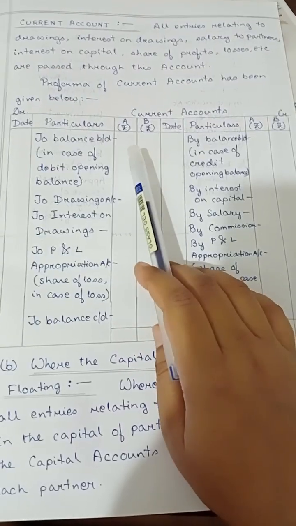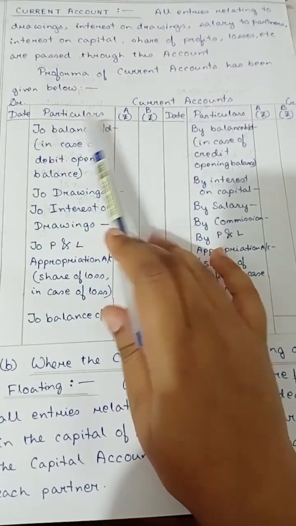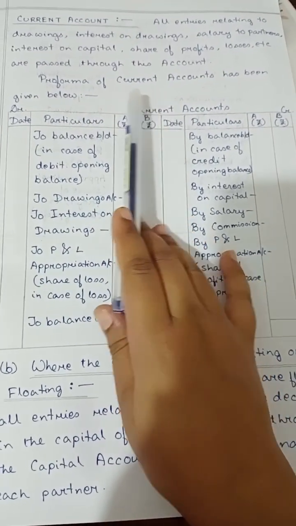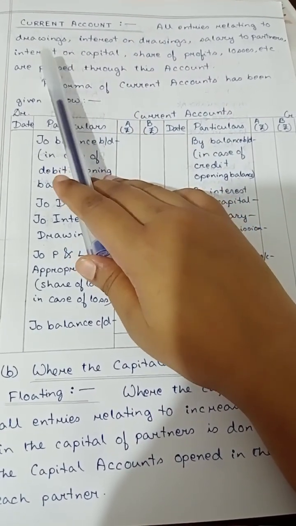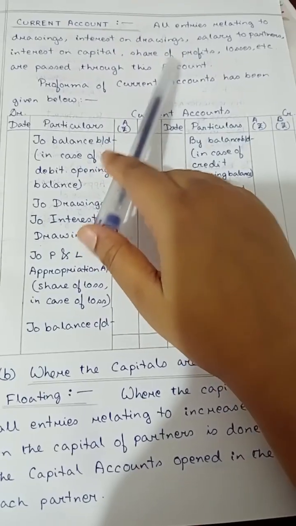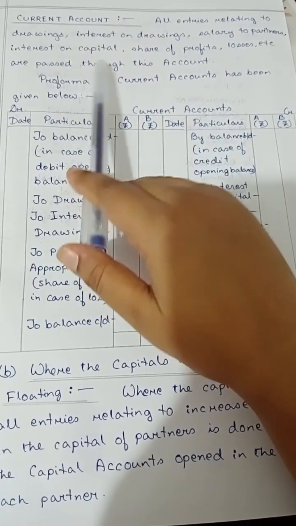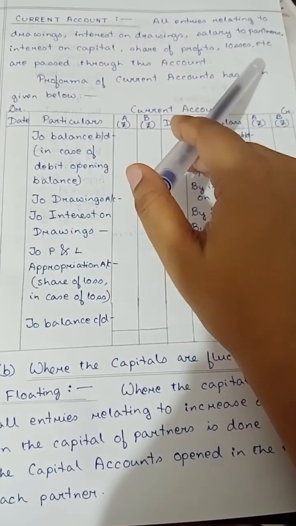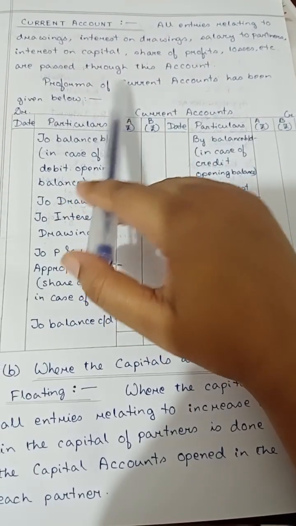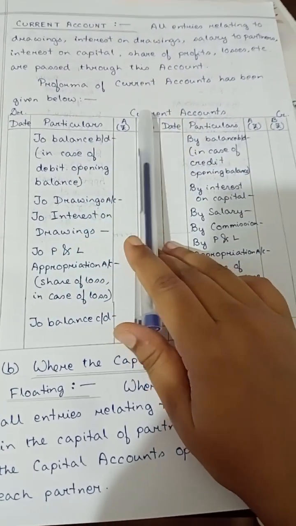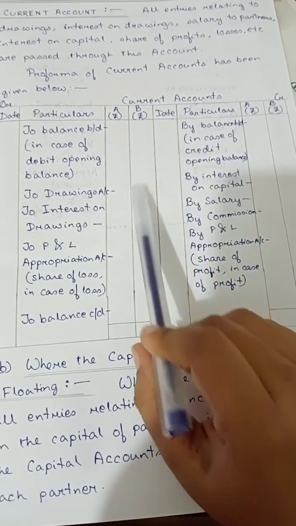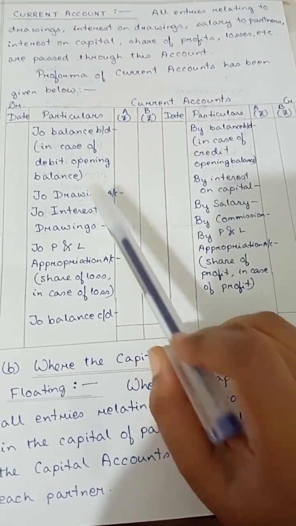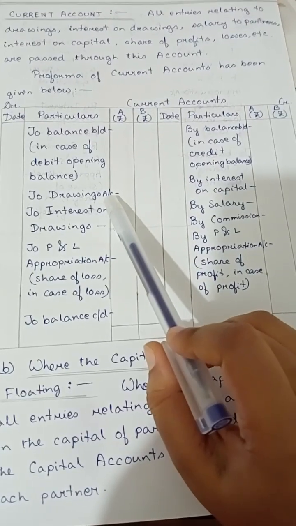Now you come to the next, that is current account. Current account records all drawings made by each partner. Interest on drawings, salary to partners, interest on capital, share of profits and losses, etc. are passed through this account. So the pro forma of current account has been given below. Current account of whom? Current account of the partners.